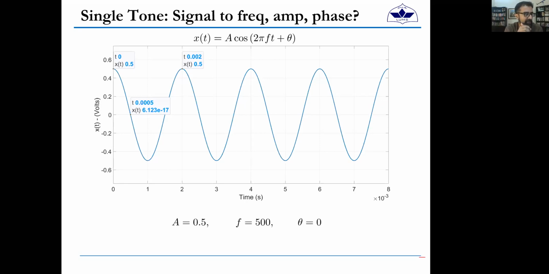So you just have to solve some equations, right? The bottom line is there's some underlying mathematical phenomena that you would have to solve to get the unknown parameters A, F, and theta from this time domain curve. That's the underlying principle where you can go from a time domain sinusoid to its parameters, which are the amplitude, frequency, and phase.